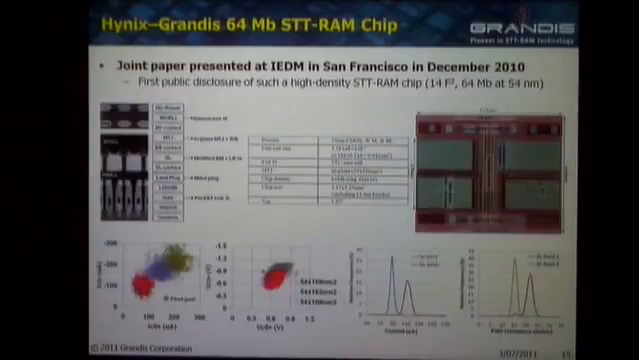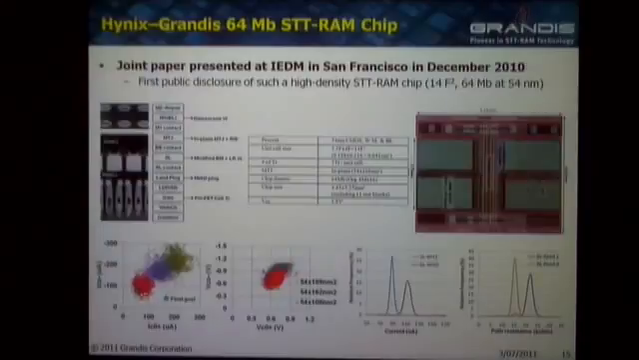So this is the Hynix chip that we showed a couple of months ago at IEDM. I showed this already. This is the integration of the chip. It's a 14F squared chip, 2 transistors per unit cell. The size of the MTJ is 54 by 108 nanometers, and it's a 64 megabit chip. This is an optical micrograph of the chip from above.